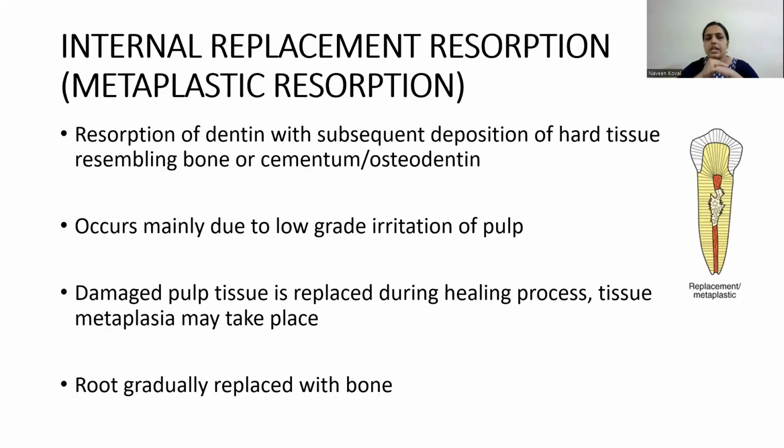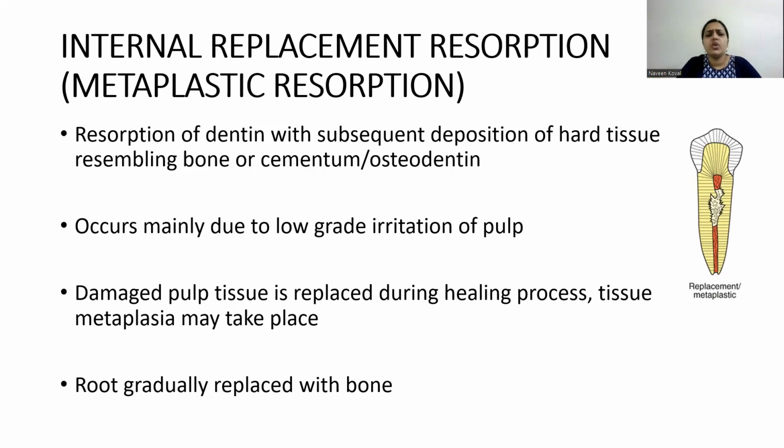Then coming to the categories of internal resorption, that is replacement and inflammatory. First one is internal replacement resorption. It is also known as metaplastic resorption, because something is lost and some tissues replace it; metaplasia can occur. That is, some tissue is replaced by some other tissue. So that is why it is known as metaplastic resorption. In this kind of resorption, dentin is lost with subsequent deposition of hard tissue, that is, it is replaced by another kind of tissue, bone tissue. Deposition of hard tissue resembling bone or cementum, or osteodentin, is formed.